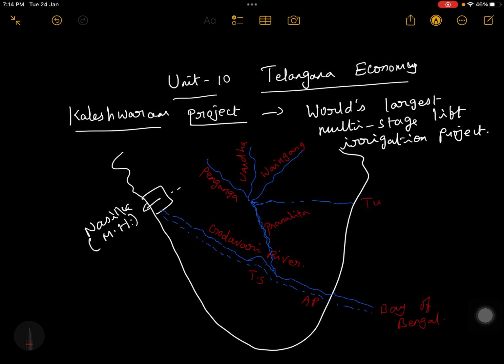It originates at the place called Tummidi Hatti at Kumarambheem district, East Adilabad.